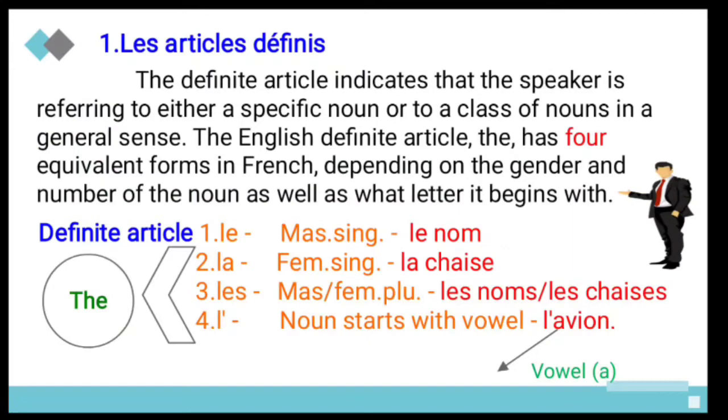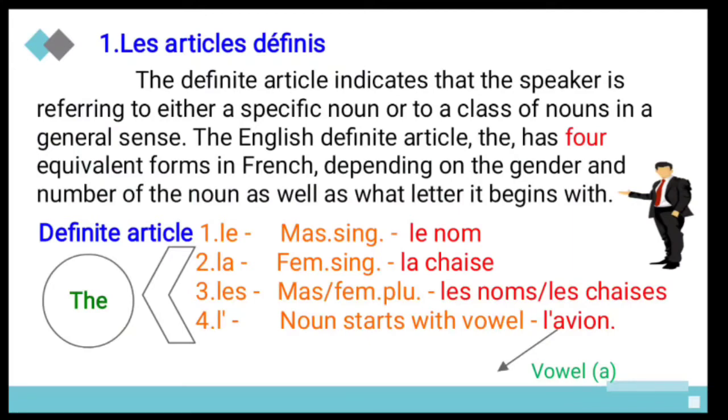Le is used for the masculine singular. See the example, nom. It's a masculine noun, so you have to use the article le. And next, la. It is used for the feminine singular. See the example, la chaise. Chaise means chair. The feminine noun most of the time ends with E, so that you can identify the feminine noun easily. So la chaise. And les is used for the masculine plural as well as the feminine plural. See the example, les noms, les chaises.